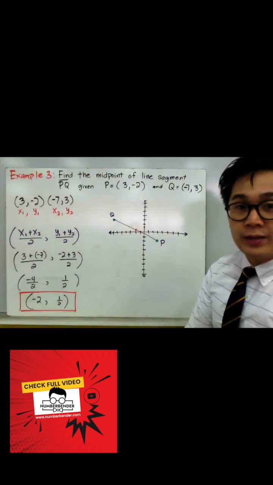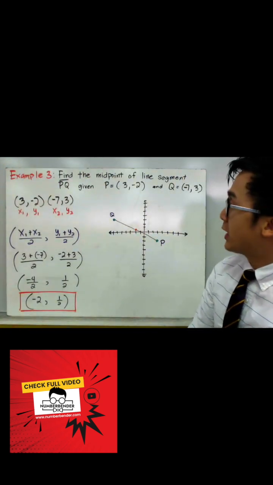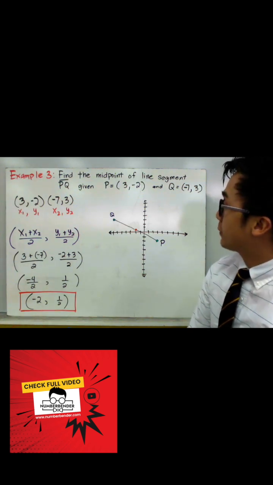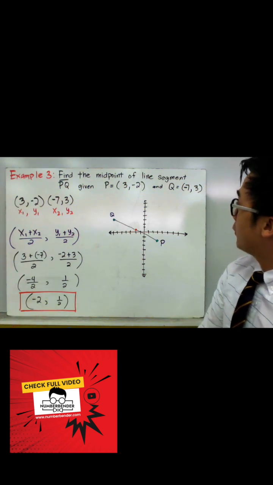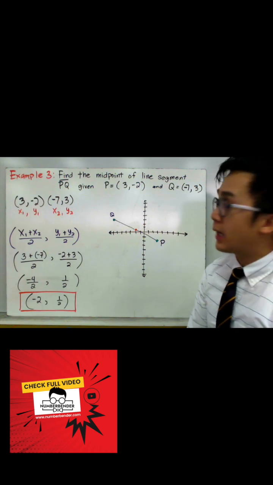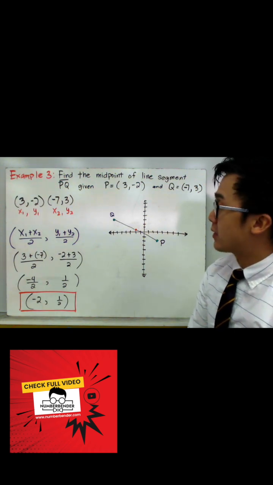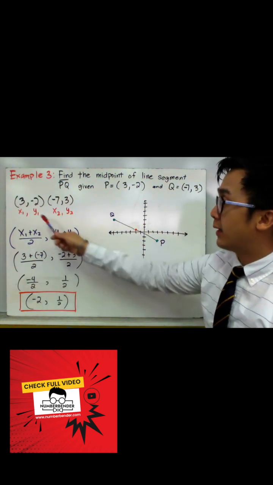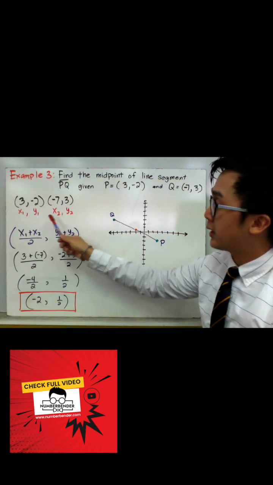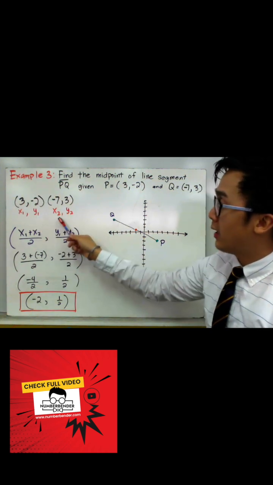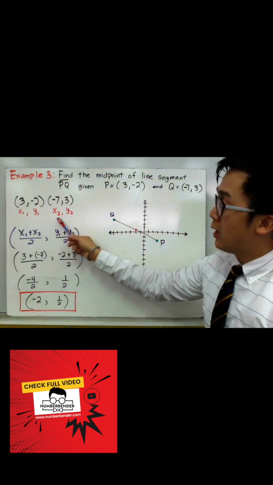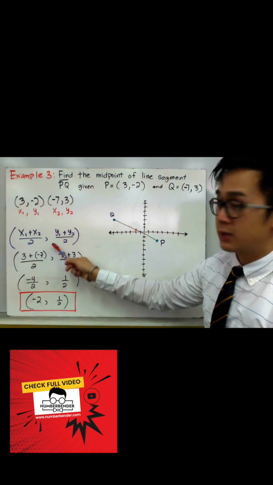So if we are given a problem similar to example number 3, wherein we need to find the midpoint of line segment PQ, given P is (3, -2) and Q is (-7, 3), we'll be able to find the midpoint by using the midpoint formula. And by labeling our points properly for x sub 1, y sub 1, and x sub 2, y sub 2, we'll be able to find the midpoint using our formula.